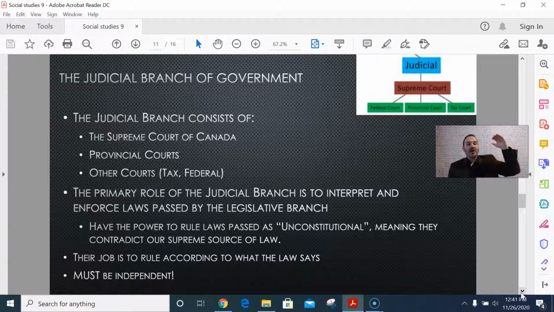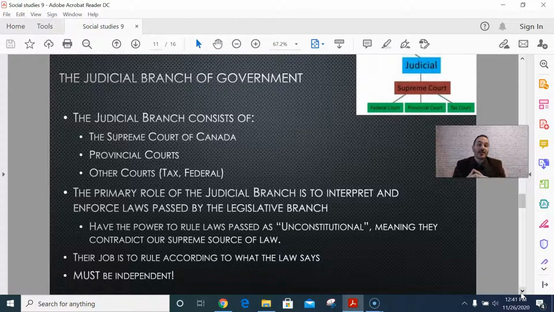So the way laws work, guys, is the executive branch proposes them, they enter into the legislative branch, they deliberate, they argue, and then if that bill is passed into a law, it is then the job of the judicial branch to interpret and enforce those laws made or passed by the legislative branch.